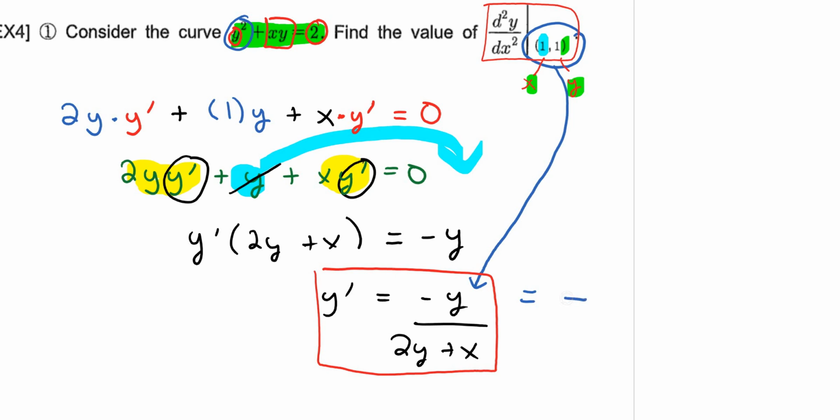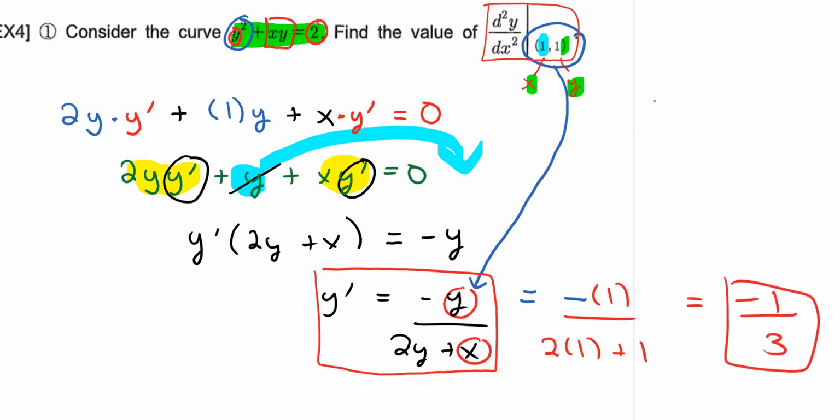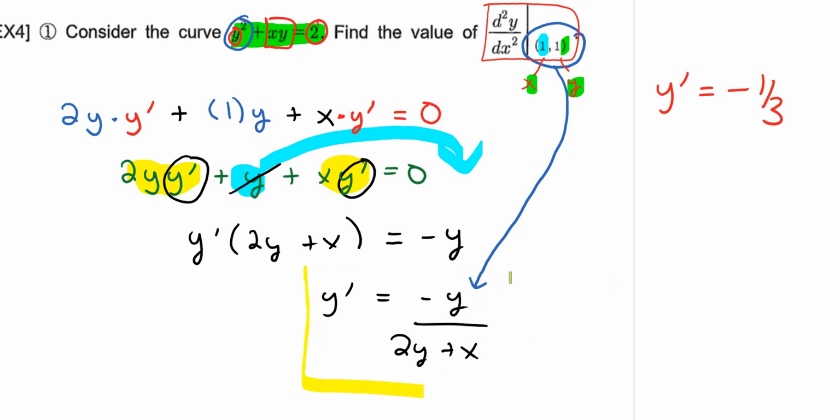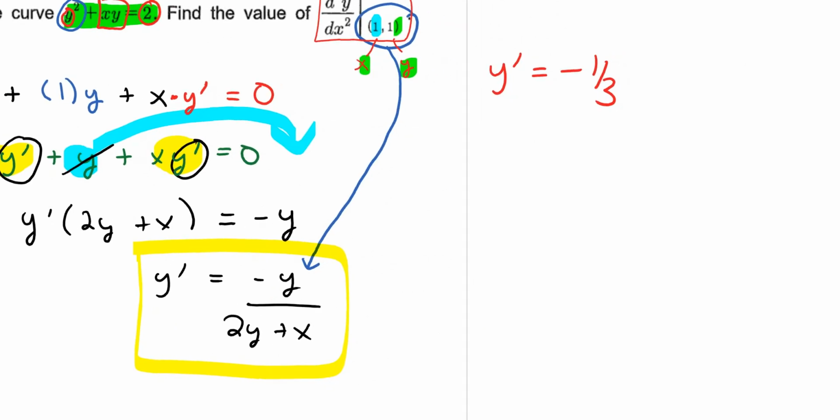So this would be negative, well, the value of y is going to be 1, divided by 2 times 1 plus, well, the value of x is just 1. And if I evaluate this, this will be negative 1 over 3. Okay, so what we've just found there is y prime has a value of negative 1 over 3. And we're going to be using that in the second part of this problem, because in the second part of this problem, I need to go ahead and take the second derivative. So I need to take the derivative of this guy to get y double prime, right?